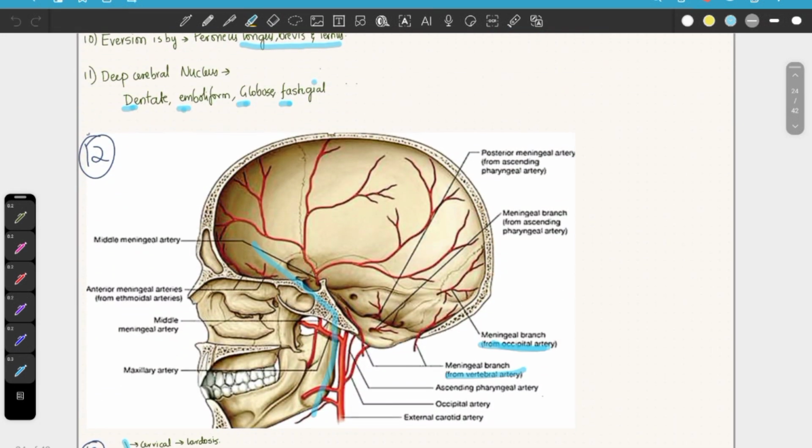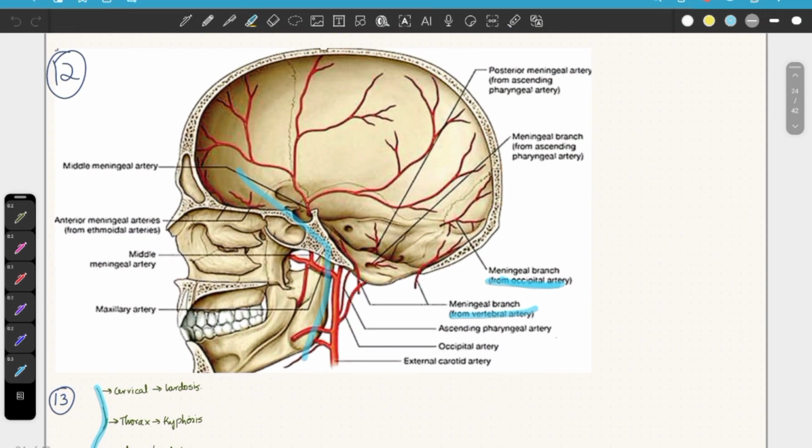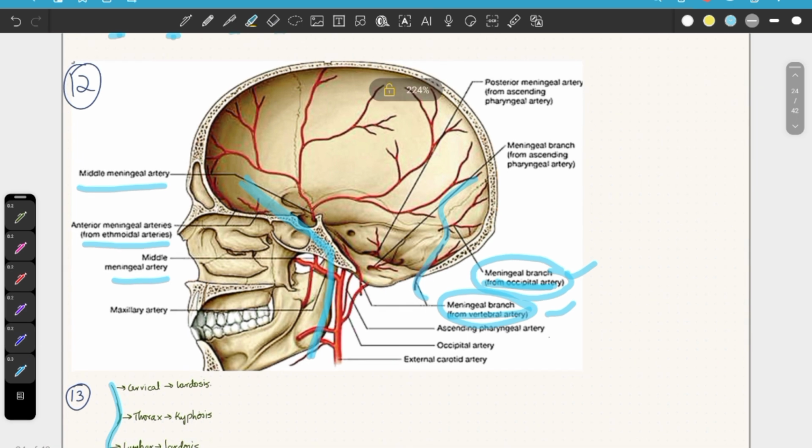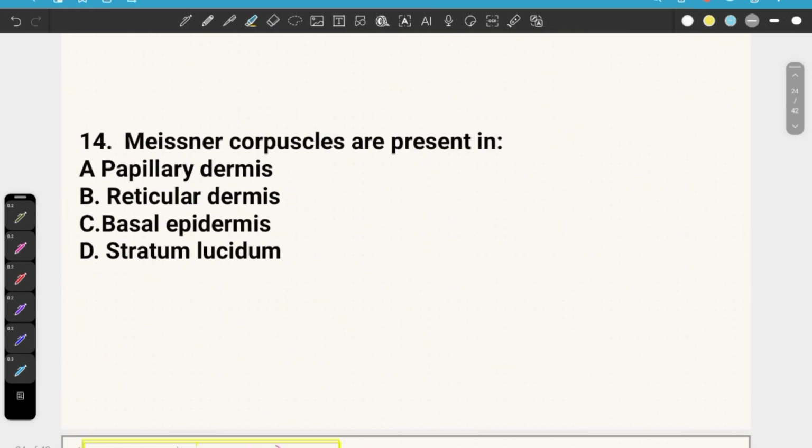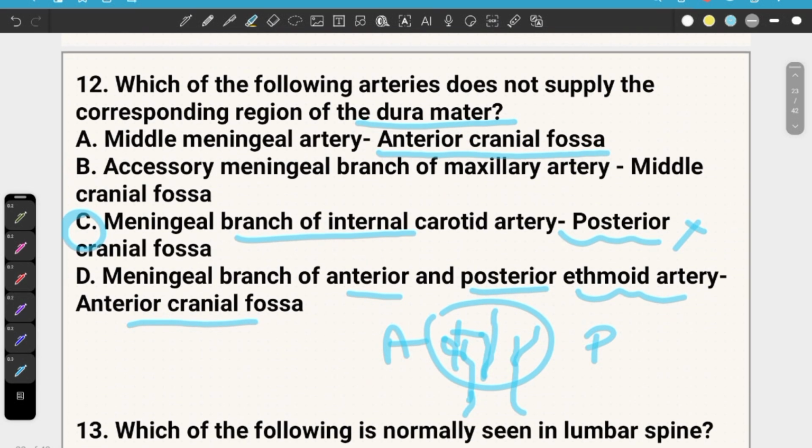So, what branches can you see? See, the meningeal branch from the occipital artery and the vertebral artery are going to the posterior cranial fossa, whereas these things are anterior. Here the middle meningeal artery is there, then the anterior meningeal artery from the ethmoidal artery is there, and the middle meningeal artery is there. This all comes in the anterior and middle part, whereas the vertebral artery and occipital artery come in the posterior part. So option C is the wrong option here.